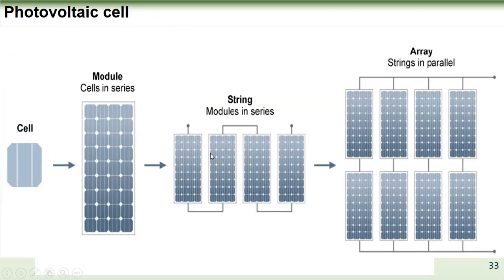Now, when a couple of PV modules are connected in series, the combination is called a string, and when a couple of strings are connected in parallel, a PV array is built. If a couple of modules are mounted on one rack, it's called a PV panel.